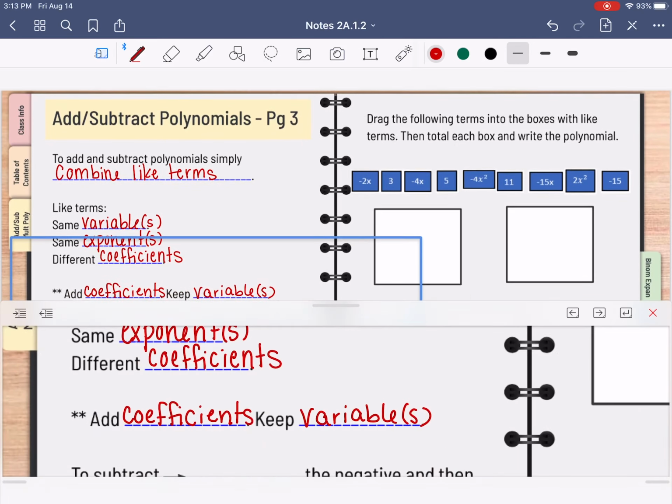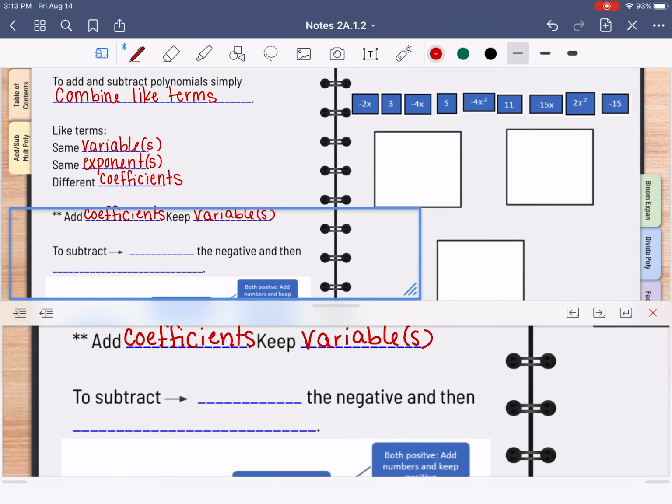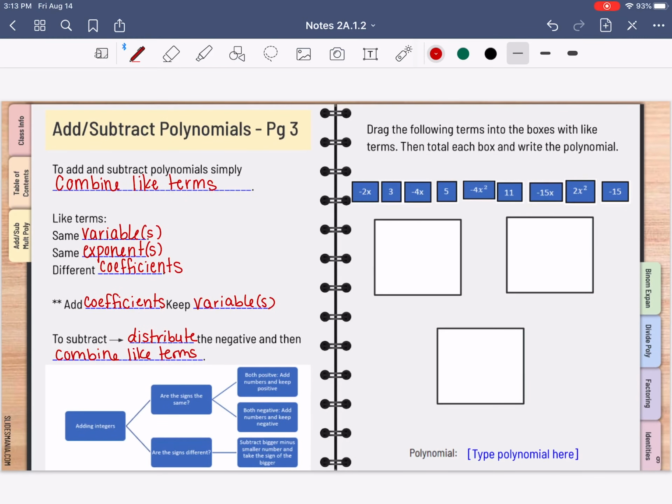If you are asked to subtract polynomials, it's really similar to adding polynomials. All you have to do is first distribute the negative and then combine like terms. So subtracting is technically the same as adding, but you have a small step of distributing the negative before, okay?